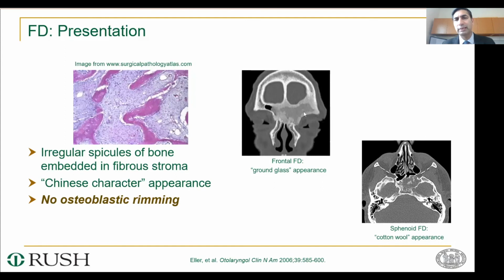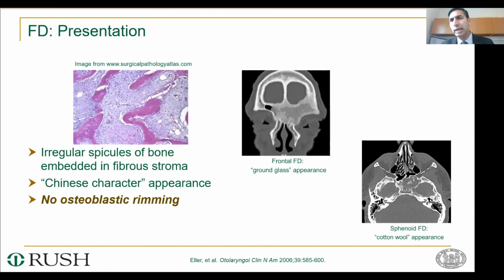And just showing you a couple of examples. This is a fairly classic example of a fibrous dysplasia. This one involves the frontal sinus and the frontal bone and what's been classically referred to as the ground glass appearance. But please don't be fooled. Long-standing fibrous dysplasia can lose this ground glass appearance and you can see more of this kind of speckled heterogeneous pattern of what's called the cotton wool appearance. So you should be familiar with both of these variants.